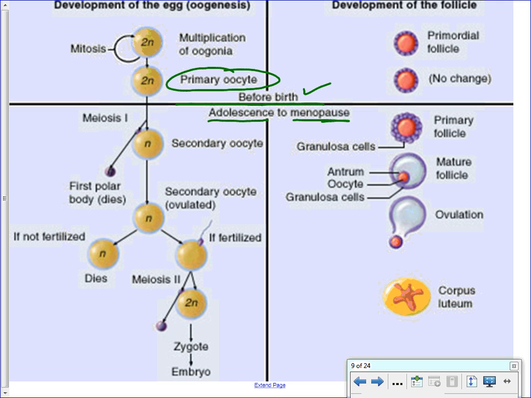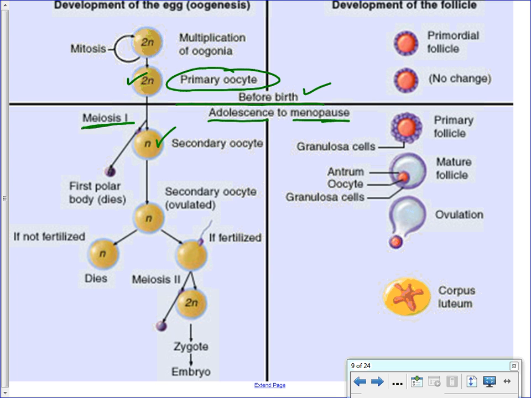And then each month, we're going to have several of these that are going to begin to mature. Again, somewhere between 10 and 20 of them that will begin to mature. They will continue on with meiotic division, forming a secondary oocyte. But what we see here is with our first meiotic division, we do go from diploid, 2 copies of each chromosome, to haploid, 1 copy of each chromosome, as we form these secondary oocytes.